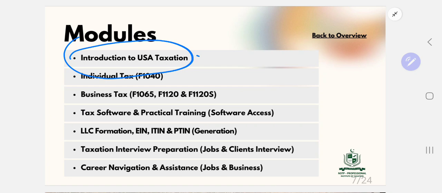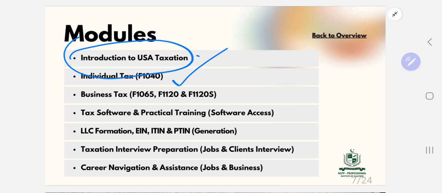In USA when you need to file a return you have to understand form 1040. You will understand how you can prepare your returns, how you can prepare client returns, what individual taxation is, what its laws are, and how you can prepare tax returns on a software.